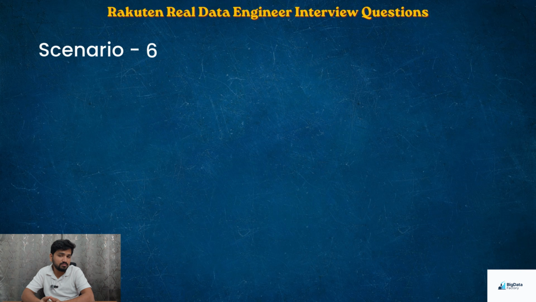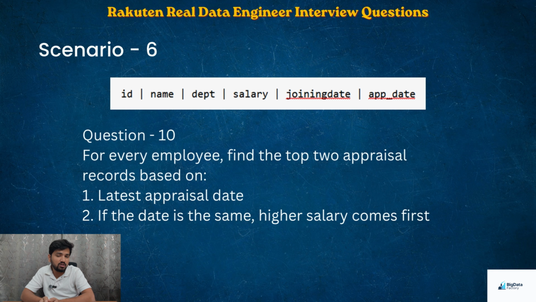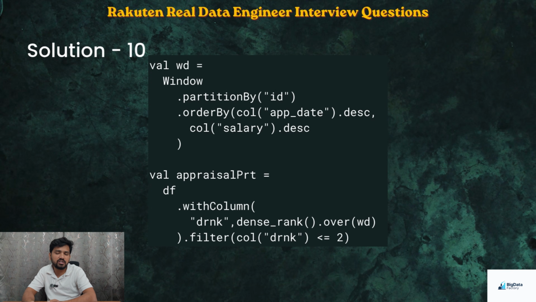And finally, the interviewer moved to one of the most common data engineering interview topics, window functions. Here, the question says, for every employee, find the top two appraisal records based on latest appraisal date, and if the date is the same, higher salary comes first. So here, I would create a window partitioned by employee ID and ordered by appraisal date and salary. So first, partition by ID means every employee gets their own ranking. Then appraisal date descending puts the latest appraisal first, and later salary descending acts as the tiebreaker when two appraisal records have the same date.